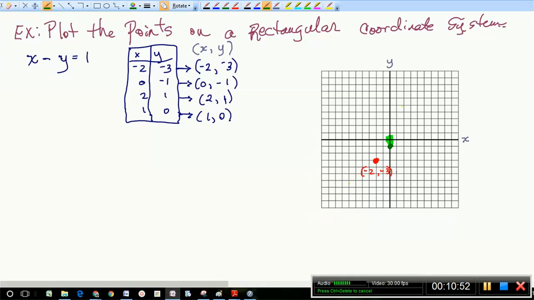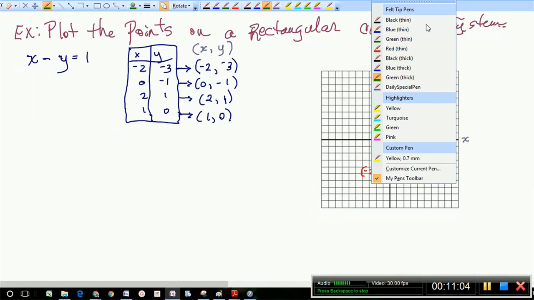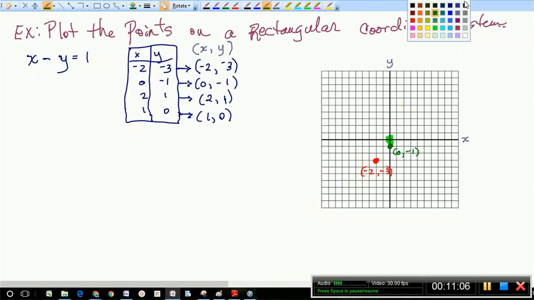Now the next point, 2, 1. Let's take a look. So start at the center. Get the bright color. Start at the center. 2 to the right. Positive 2, right? 1, 2. Then up 1, positive 1, right? 1, 2, and then right here, 1. Okay, and let's label it 2, 1.